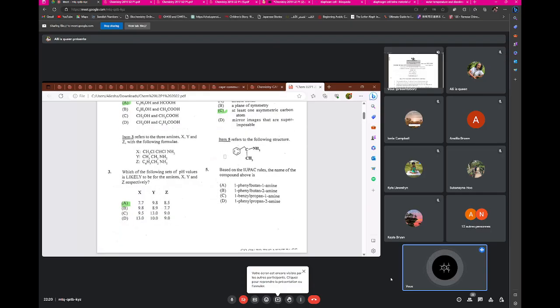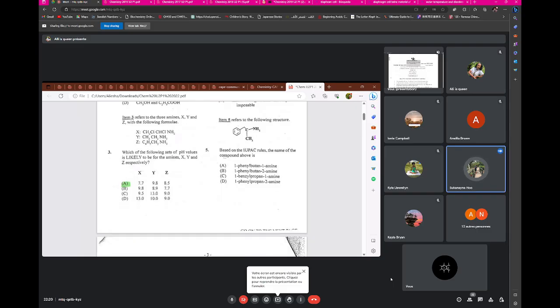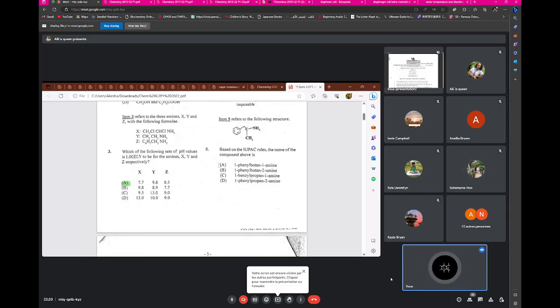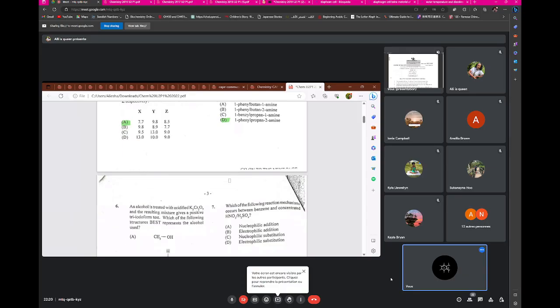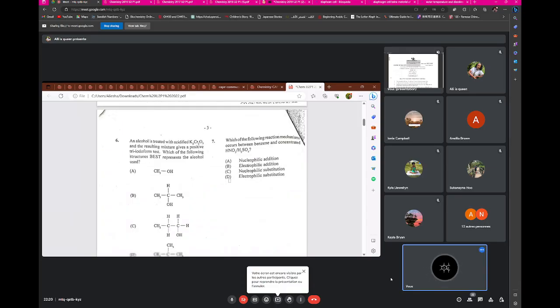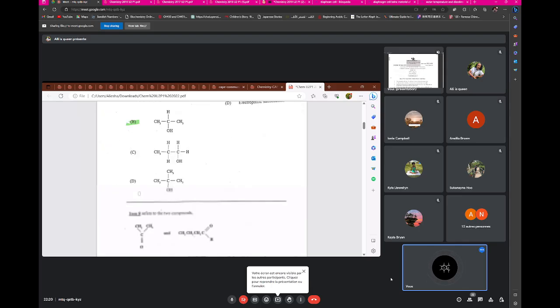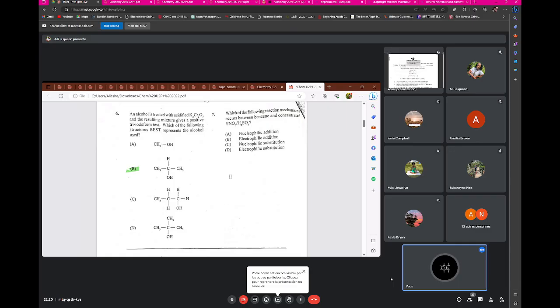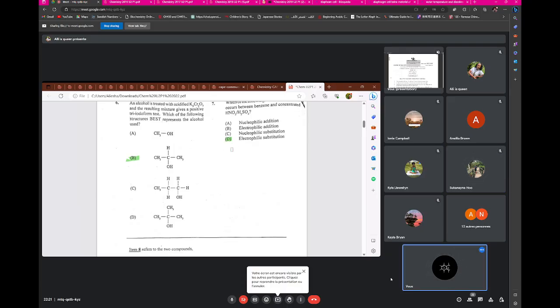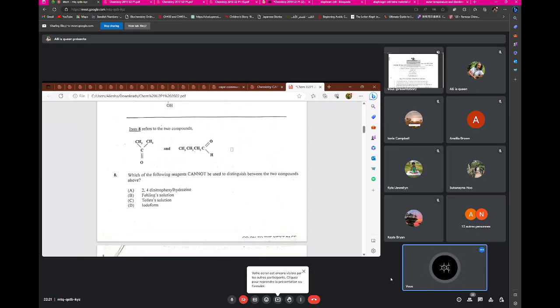Alright, so we saw this already, A. D. Oh wait, it changed, D. D's the answer. It's propan-2-amine. This one would be B. Wait, go back up. So which of the following reaction mechanisms occurs between... Alright, so we're seeing that. So that would be D, electrophilic substitution.